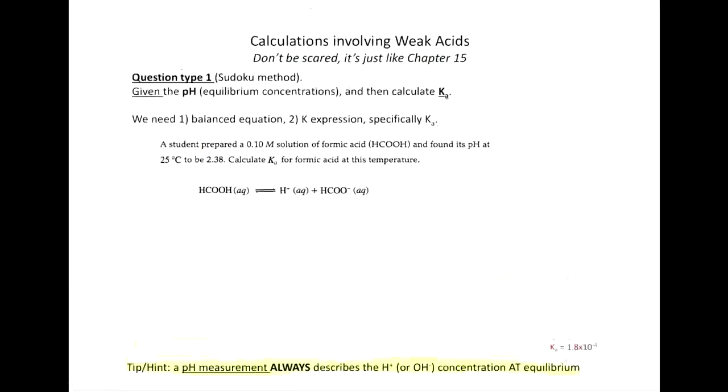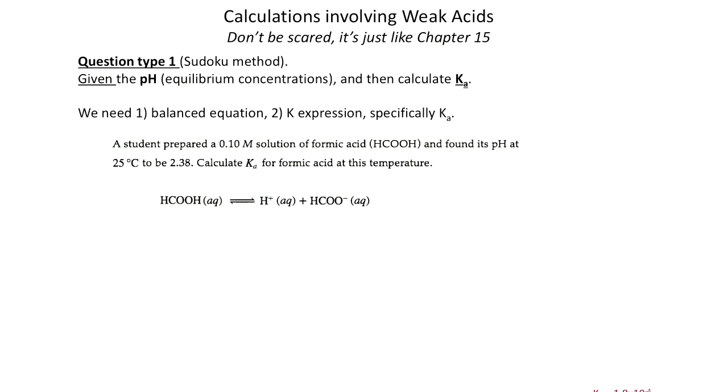So let's jump into it. Calculations involving weak acids. Remember, weak acids are chemical equilibrium. Oh no, is my pen dead? Come on. There we go, all right. These are weak acids. They follow chemical equilibrium just like chapter 15, right? We just have a special K expression to use, Ka expressions, especially for acids.